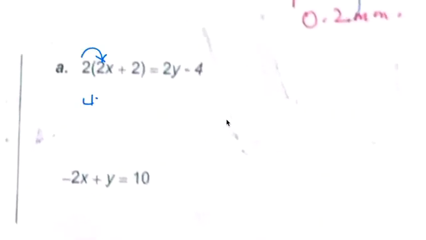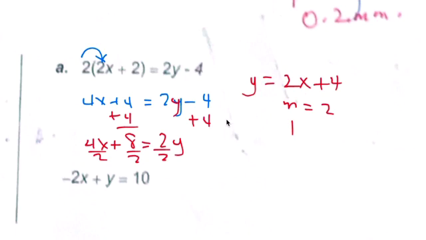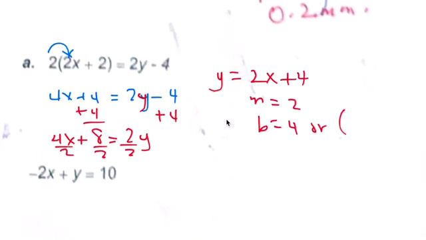So that's 4x plus 4 equals 2y minus 4. Okay, so I'm going to focus on this y here. I'm going to get rid of this 4. That makes that 8. 4x plus 8 equals 2y, and then you divide all of it by 2. All right, and then we have y equals 2x plus 4. So the slope is 2. The y-intercept is at 4, or as an ordered pair, at (0, 4).